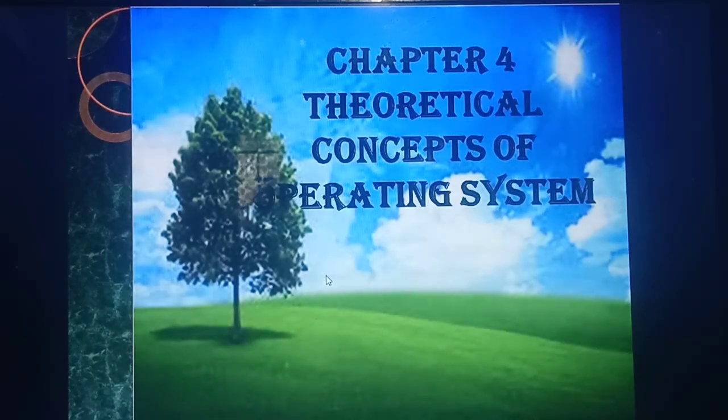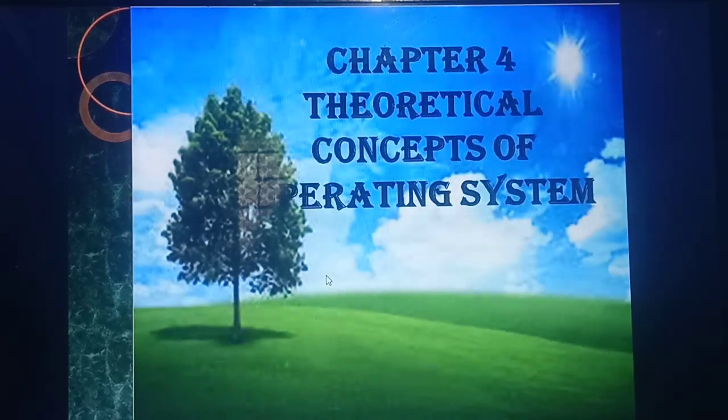Before I start today's portion, just recall what I have taught in the last class as well as in this chapter. What do you mean by operating system? Then what do you mean by software? How many types of software are there? Two types. What are they? Application software as well as system software. Then uses of operating system, key features of operating system.